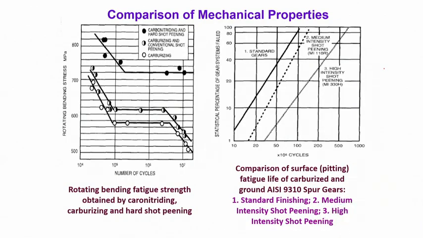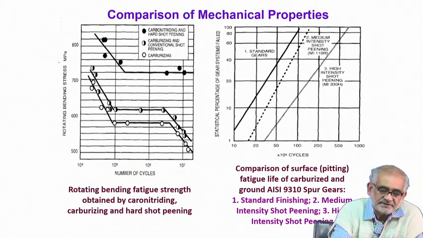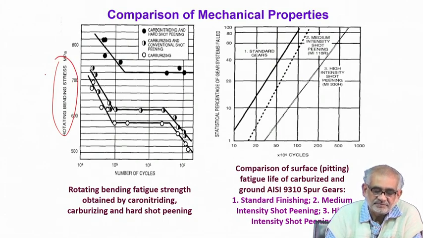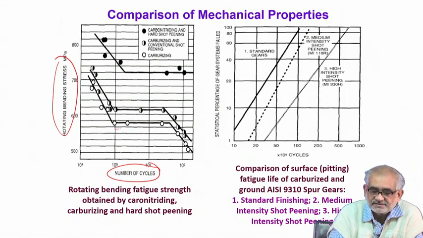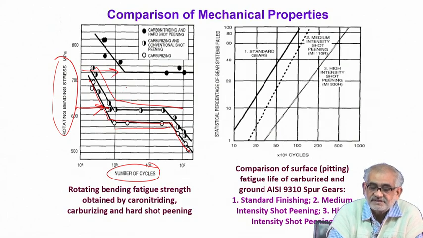So again, here is a nice comparison. This is the rotating bending stress that the member experiences, and this is the number of cycles. So when you have a carburized condition of steel, this is how the fatigue behavior is expressed. When you follow up carburizing with conventional shot peening, then the situation is improved, so you have a slightly higher endurance limit. But when you have carbonitriding followed by hard shot peening, then the fatigue life is significantly improved.